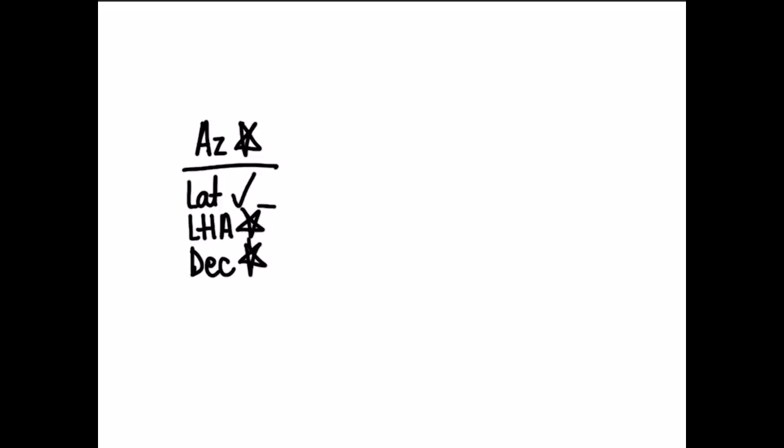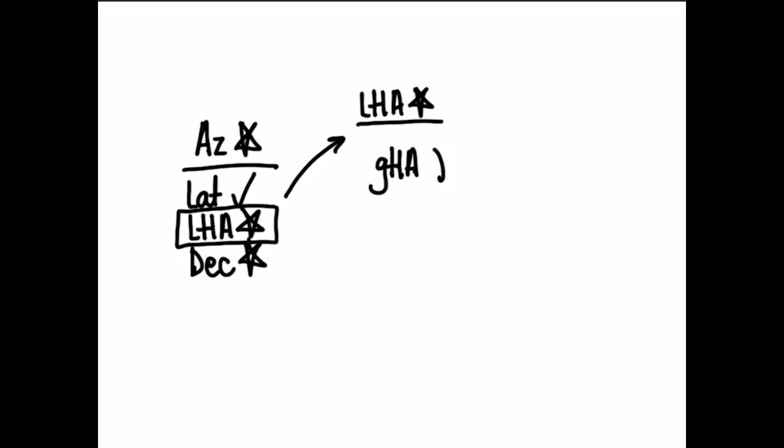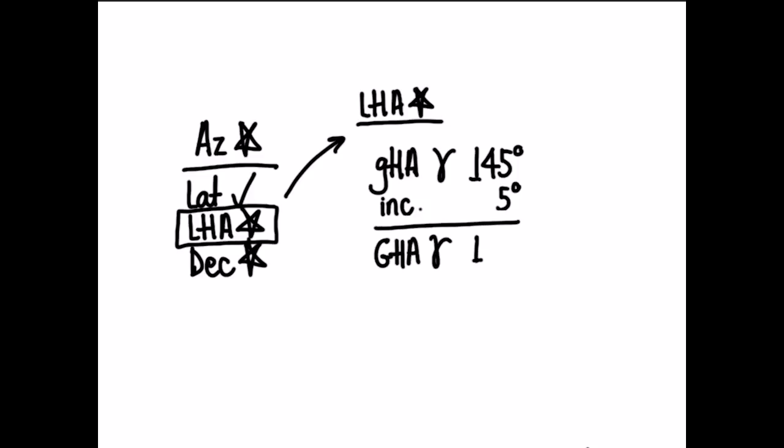However, the LHA of the star needs to be calculated using various figures from the nautical almanac. First, GHA Aries needs to be found, with any increment for minutes and seconds to be added. Let's assume that GHA Aries is 145 degrees for the hour and increment is 5 degrees. That gives us a GHA Aries of 150 degrees.